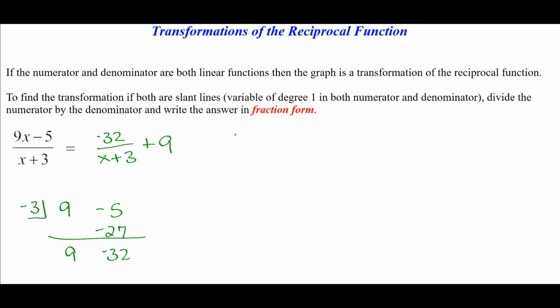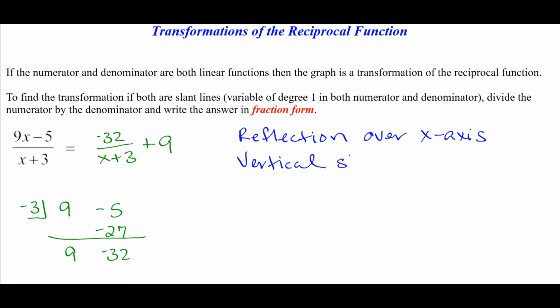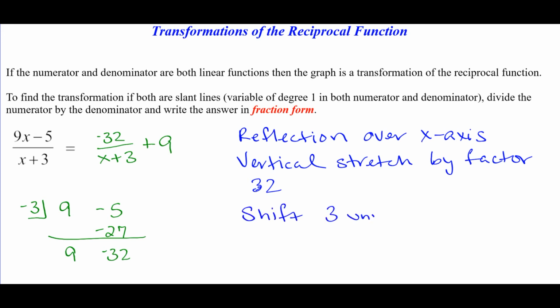So now I have a negative in the numerator, so that's a reflection over the x-axis. I also have a 32 in the numerator, so that's a vertical stretch by factor 32. Then in my denominator, the x plus 3, that's going to be a shift of 3 units to the left. And then the plus 9 is going to shift up 9, so 9 units up.